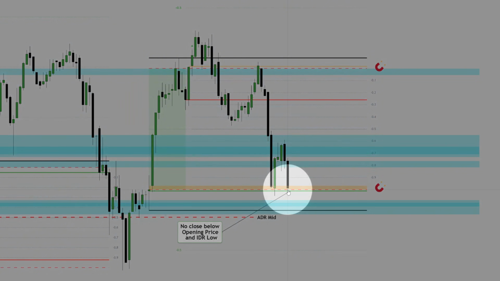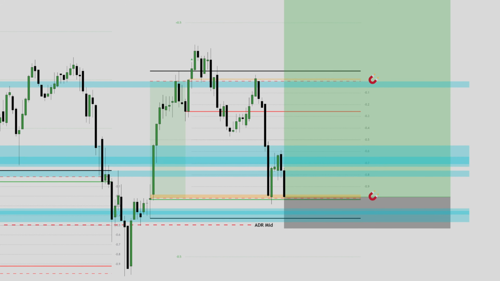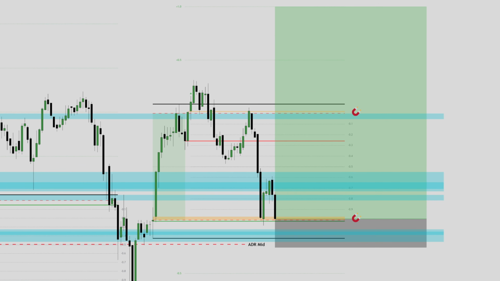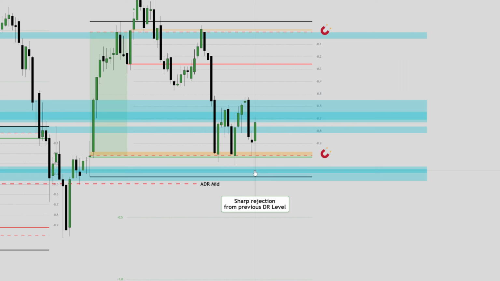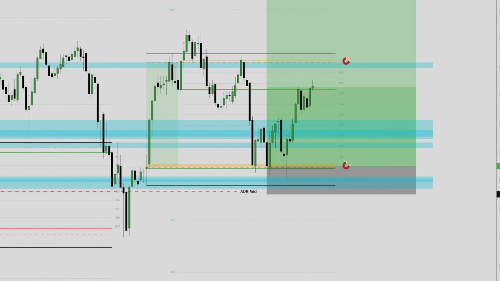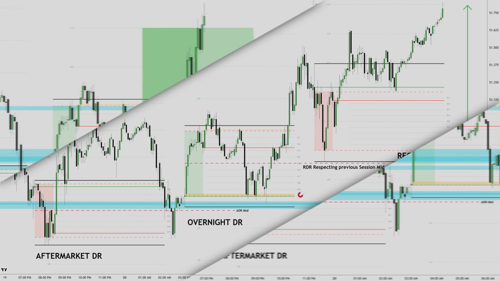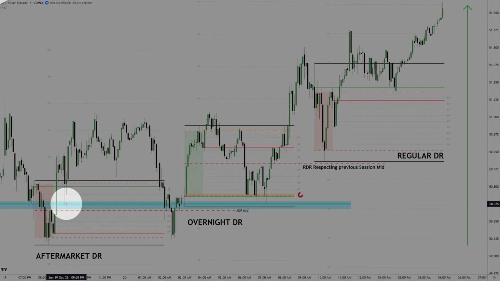Moments later, price once again fails to close below the opening price and IDR low. That's the retirement setup you dream of. This trade offers 7.5 R potential, and it's a must-take backed by every single confluence we've discussed. Price retests the same area, rejects a previous DR level, and then aggressively pushes higher, reaching the 1 SD target and beyond. Another great example of why it's important to highlight previous DR levels.